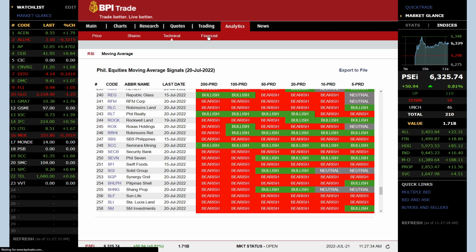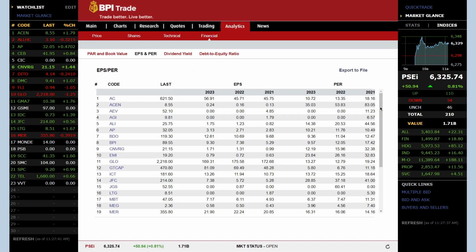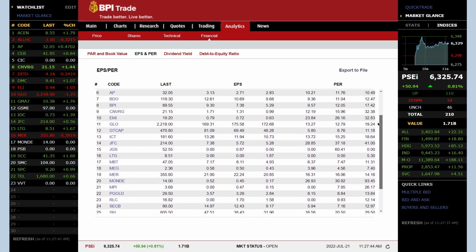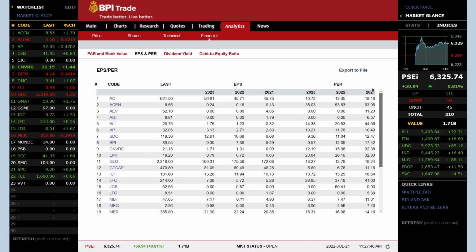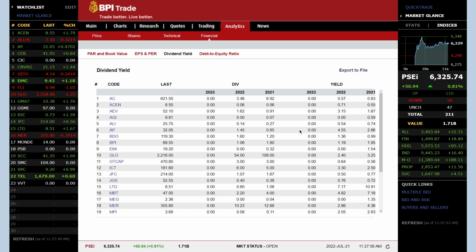And then lastly, we have financial. So, ito, par and book value. So, yan, lahat ng stocks, EPS and PER. Ito, yung top 30 stocks lang yung may data. But of course, you can always check naman dun sa research tab kung ano yung company na gusto nyo tingnan. Andun din yun. Then we have the dividend yield of the top 30 stocks again, PSCI ito.